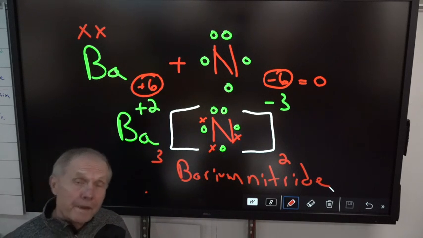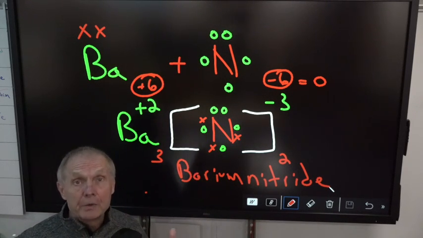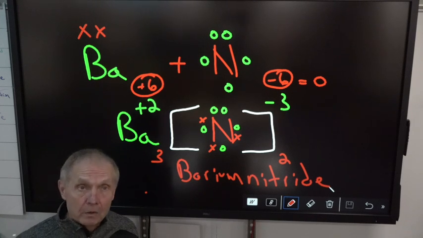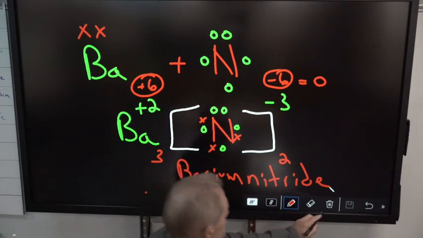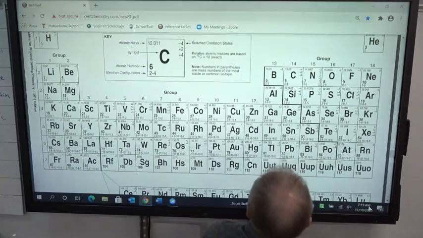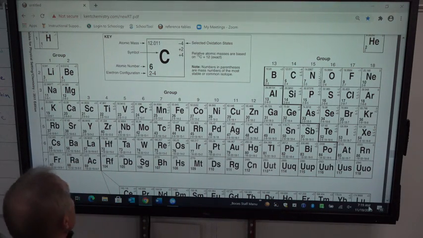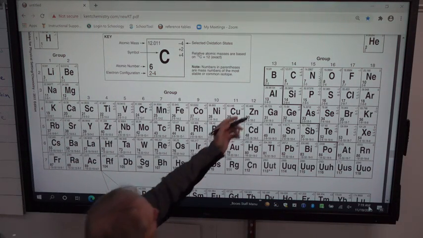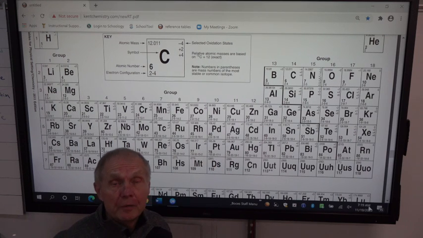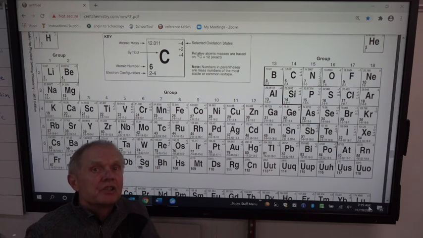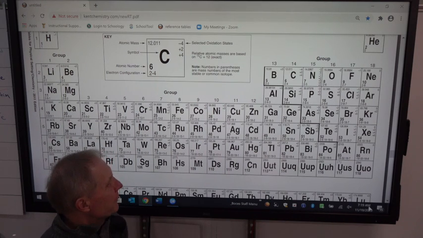So that's how you name binary compounds. If the metal only has 1 charge, like group 1, group 2 metals, or aluminum, or silver, if the metal only has 1 charge, you just name it.